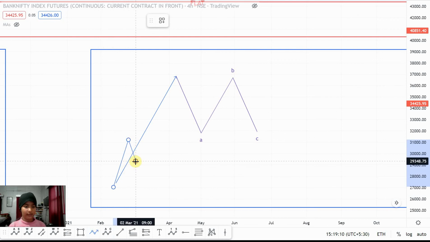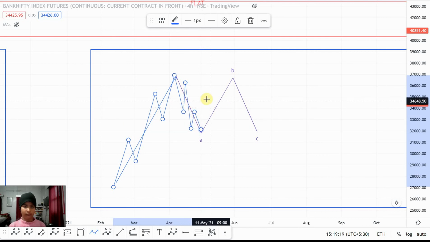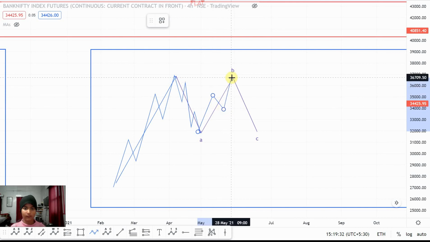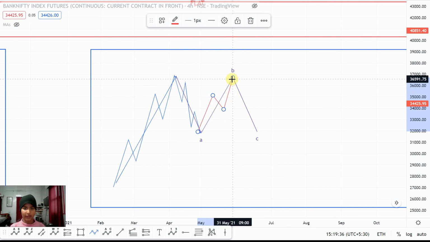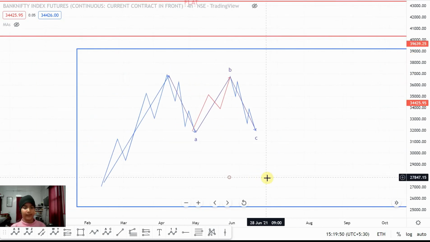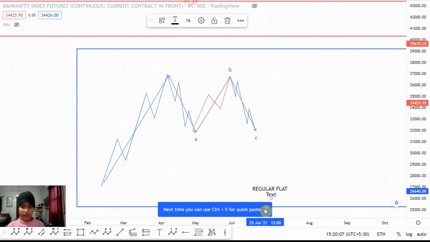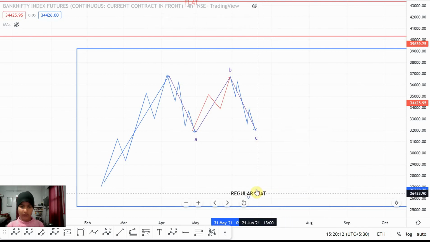Let's mark the internals. We'll color that red, and 5 waves down again for our C wave. Now this is our regular flat. Let's type it with the text tool. Regular flat.